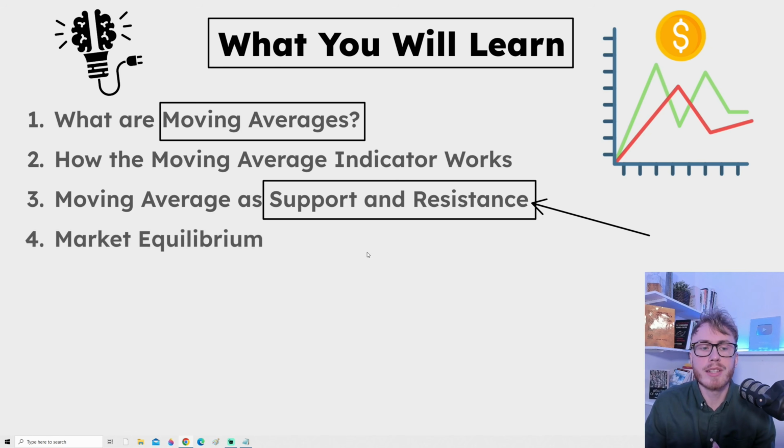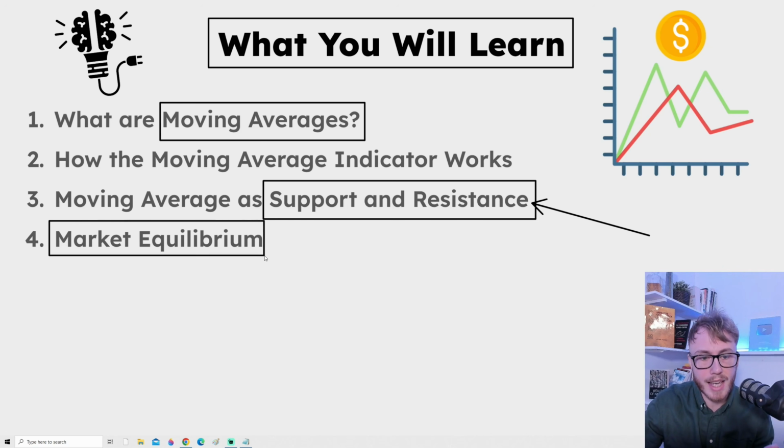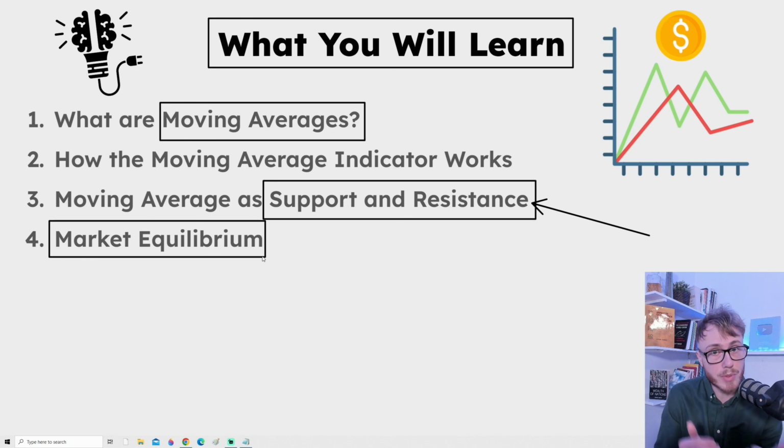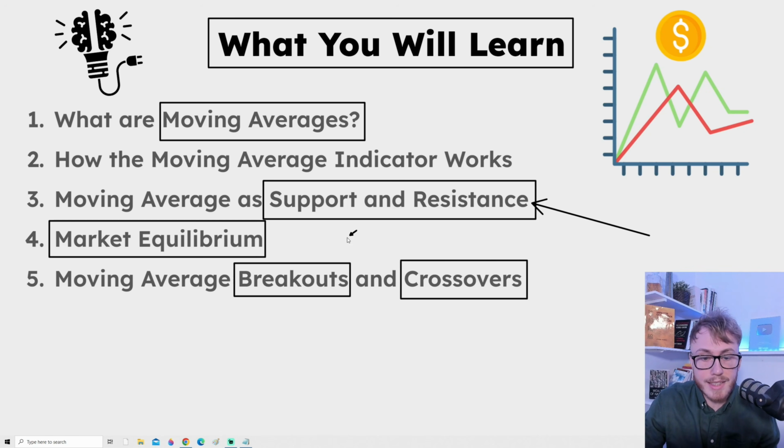After this, we're ready to take a look at something called market equilibrium. This right here is a very important concept in trading, and we can actually use moving averages to find market equilibriums, and this is a super important tool to have in your toolbox. In chapter 5, we're going to cover moving average breakouts and moving average crossovers. And these are two more common moving average trading strategies. But they are often actually misunderstood, so make sure to really pay attention to chapter 5.